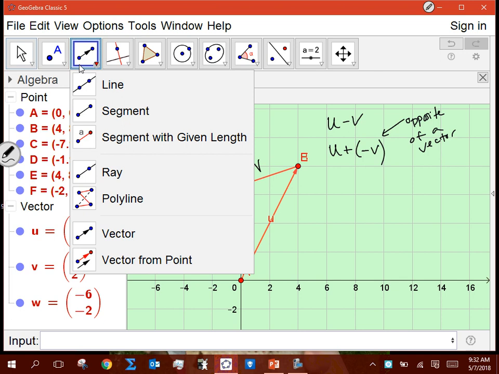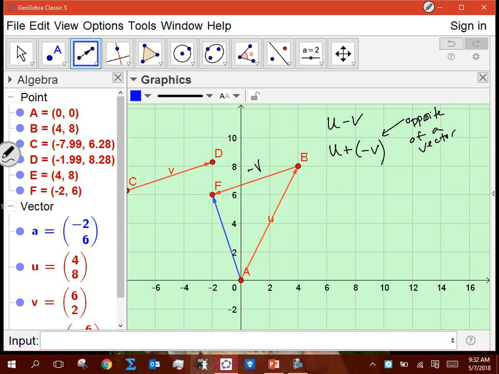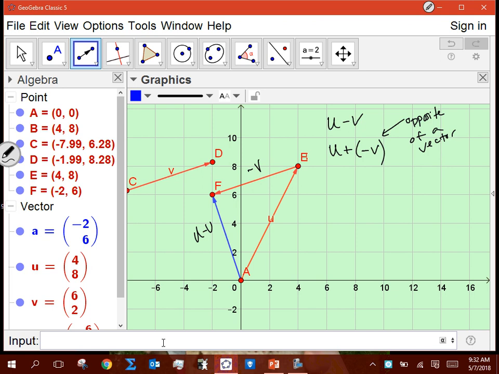Now the resultant then becomes that vector there. That then would be U minus V. And if I just ask it to do U minus V, you see that it did highlight that exact vector that we came up with.